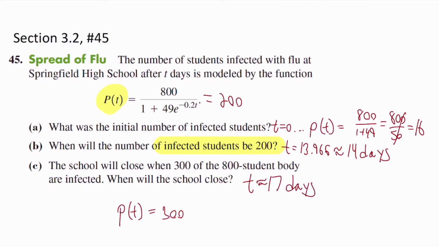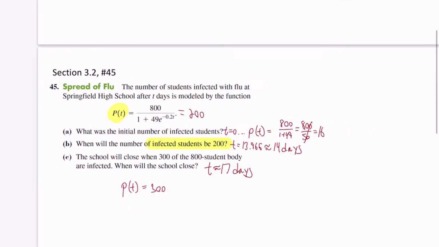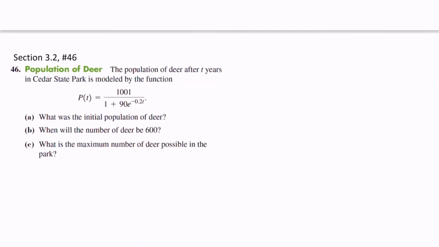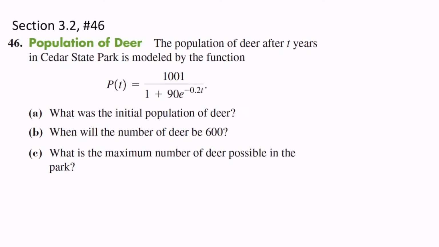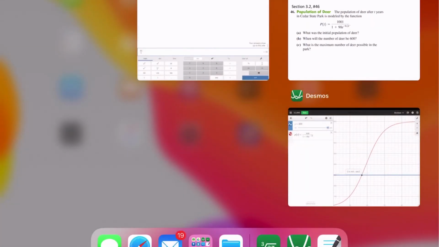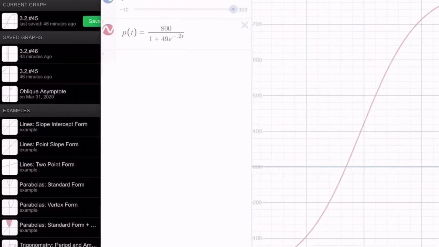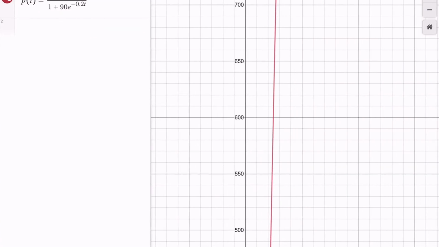All right. So there you go on that one. Let's move on to number 46. So we're going to look at some deer population. So let me jump into Desmos problem number 46. Wonderful. All right.